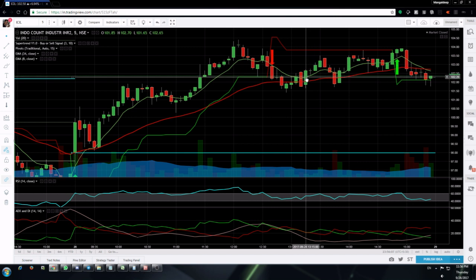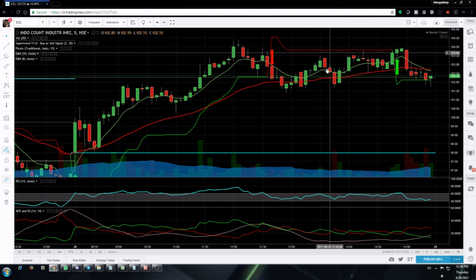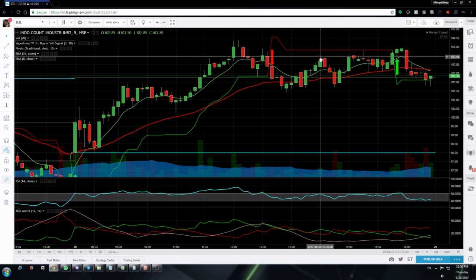The entry was at 102.52 and my exit was 103.20 somewhere here. So a good profit of around 70 paise, I would say. I was trading with 5,000 shares, so the profit was around 3,400 rupees. So yeah, this was about ICIL, guys.